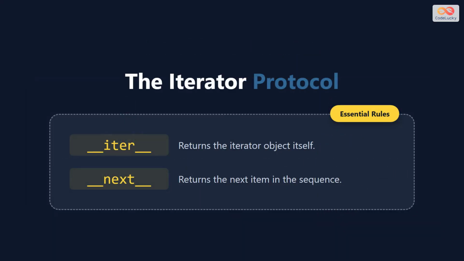Python uses a set of rules called the Iterator Protocol to manage this process. For an object to be an iterator, it must implement two specific methods: dunder_iter, which returns the object itself, and dunder_next, which returns the next value in the sequence.